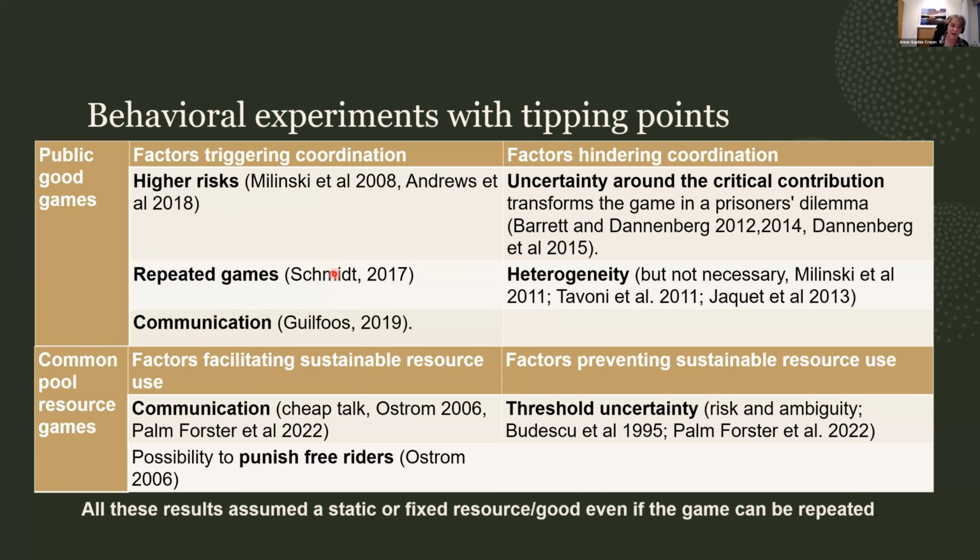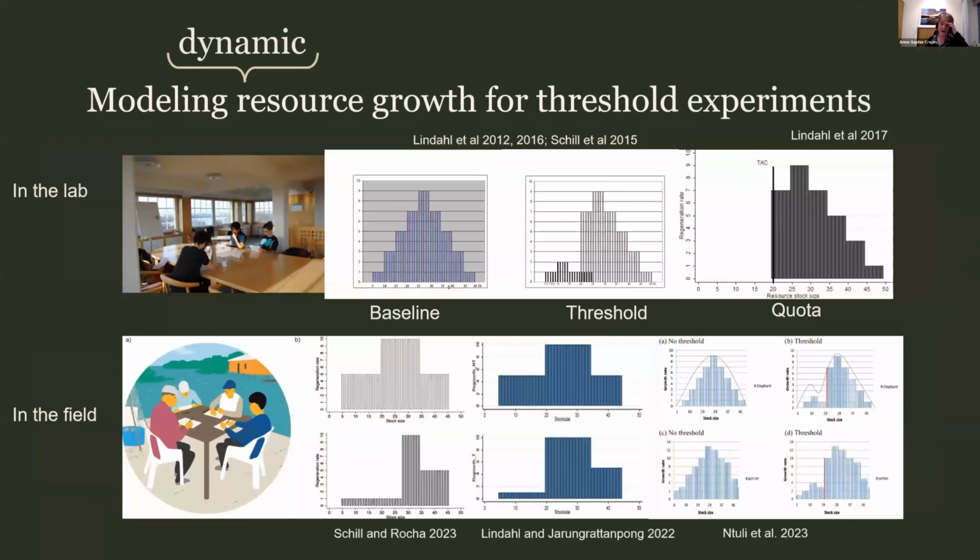In common pool resource games, again, communication has been shown to facilitate sustainable resource use, and also the possibility to banish free riders. On the other hand, when you are uncertain about the threshold, it may prevent sustainable resource use. But all these experiments are based on static resources or fixed resources. Together with my colleagues, Therese Lindahl, Caroline Schill, Herman Tully and others, we have looked at what happens when we actually have resources that are dynamic, so that they can grow, and what happens when we exploit them, and there are tipping points in that. And we did that through a series of experiments.